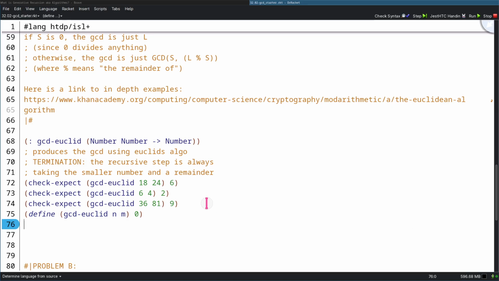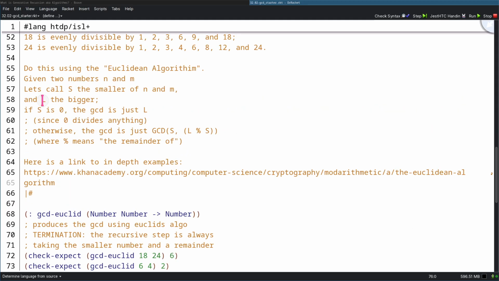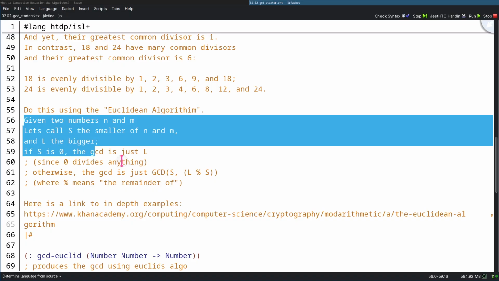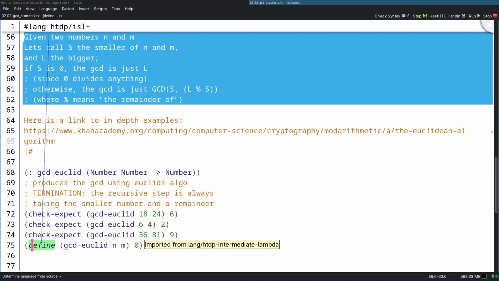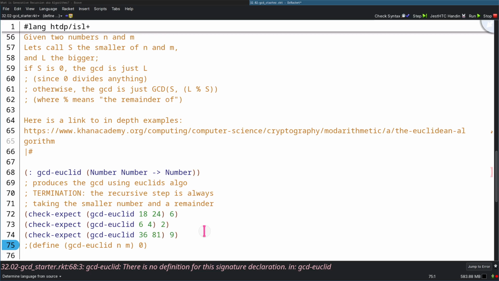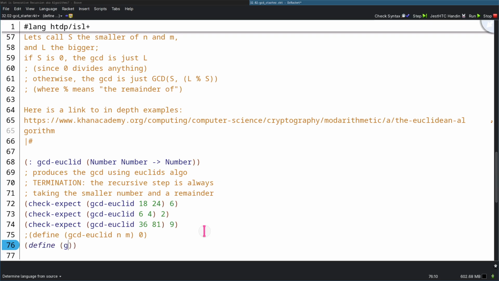So now let's go over it together. Don't fret if you don't get this. This requires some domain knowledge of math and really getting used to transcribing English into code, a description of an algorithm into code. So let me just do that. So define gcd-euclid.